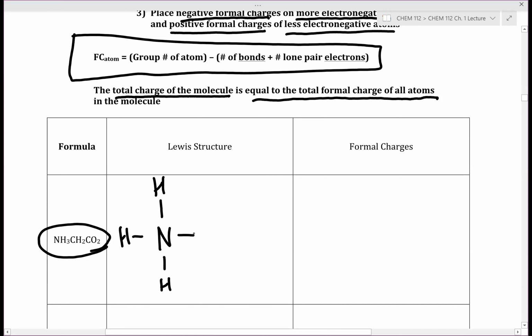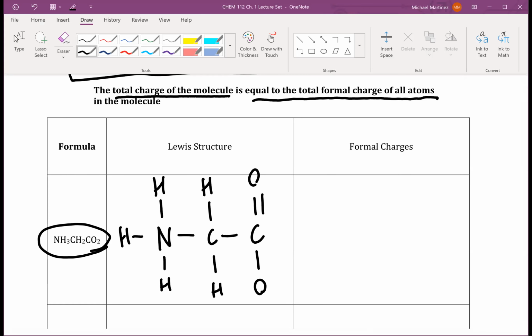Okay, and that NH3 is attached to what functional motif? Yep, a carbon with 2 hydrogens attached. And that carbon is attached to what? CO2. So a carbon with 2 oxygens attached. Okay, perfect. Now, just thinking about what does this molecule need for a complete octet? How many bonds does this carbon need? 4. So looking at this, we currently have 3 bonds. So do we need a double bond? Yes. Okay, perfect.